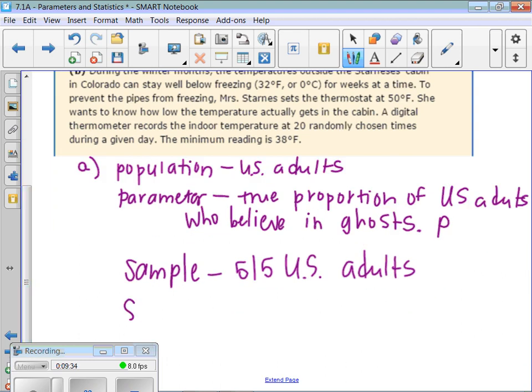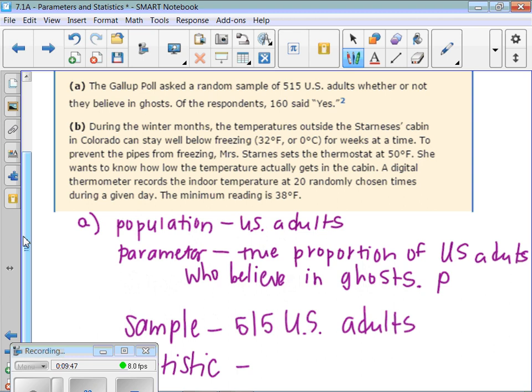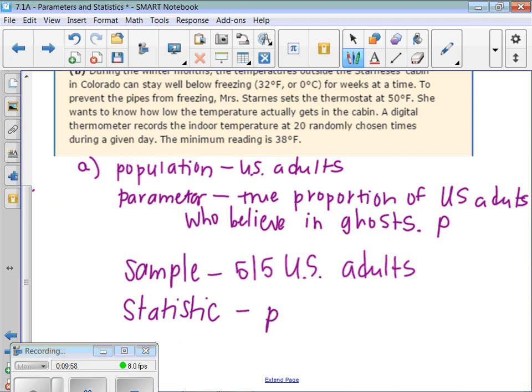Again, it's a description. And then statistic goes with sample, and it is a number. So usually we know this one, right? Because we actually found it. Anybody know what this is? Scroll back up here. 160 over 515 because it's a proportion, right? So our statistic in this case is actually P hat. The one with the hat is the proportion from the sample, and we got 160 out of 515. So proportions are fractions or decimals, percents. Okay.